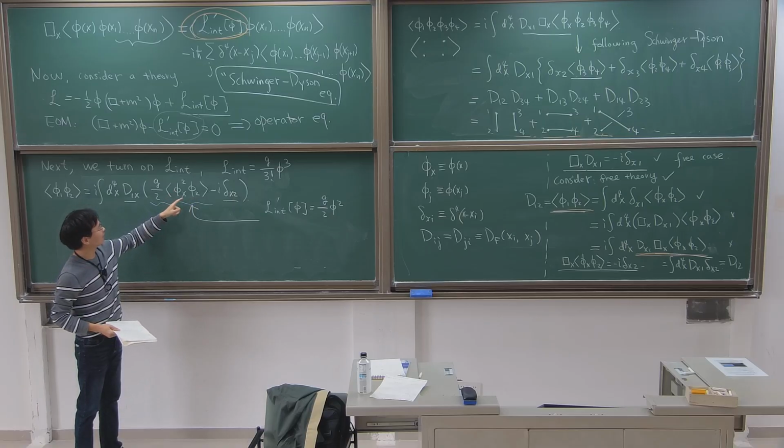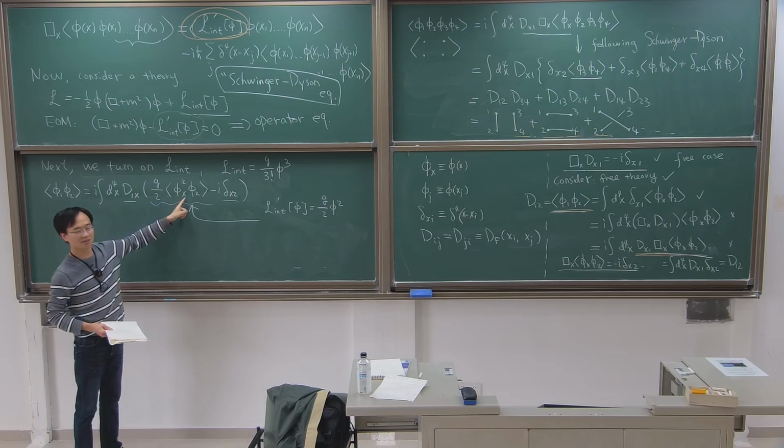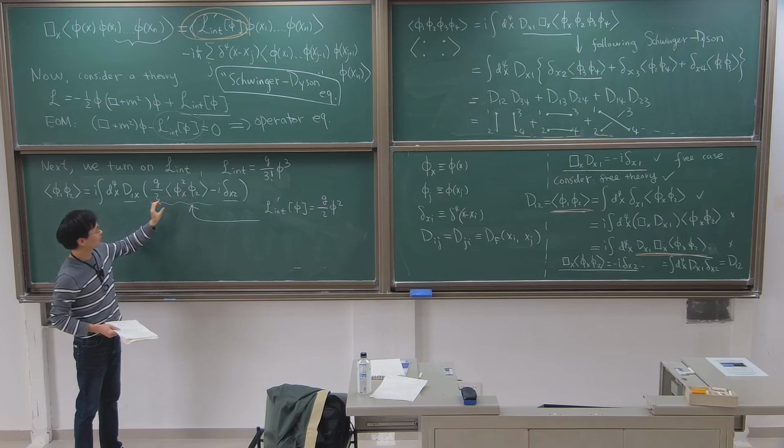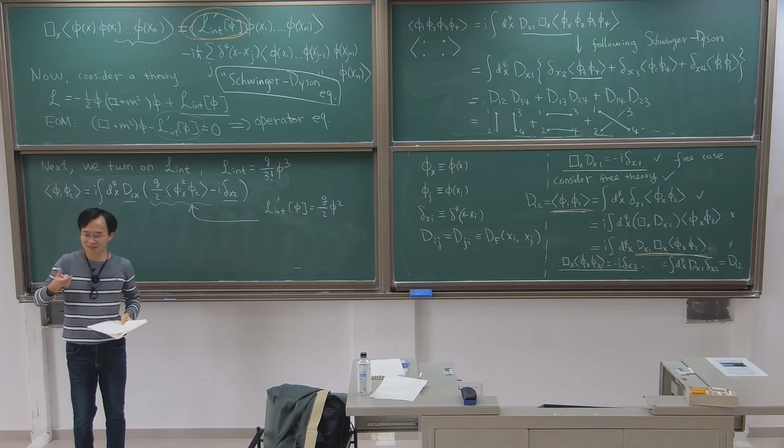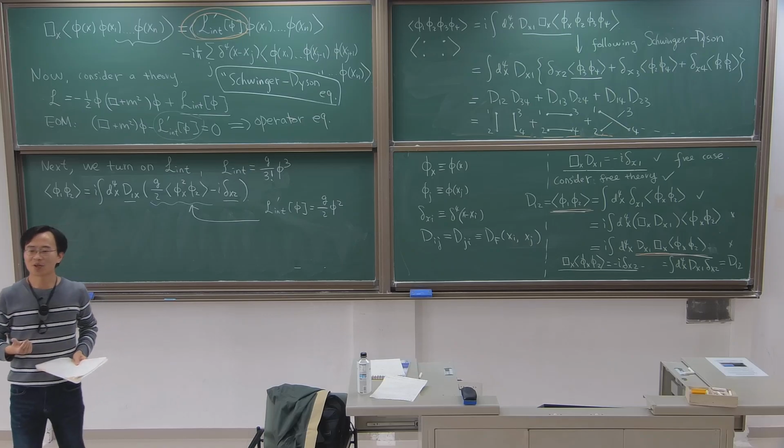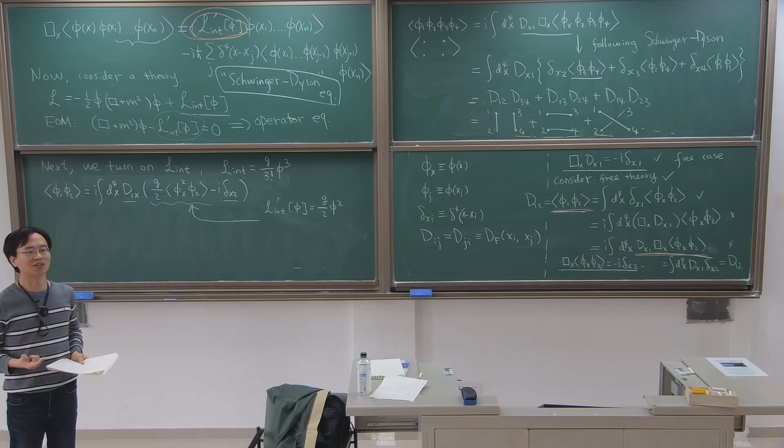And the phi of x, now you may ask me why there is a phi of x squared. What is the meaning of this phi of x squared? This needs a little bit of caution. This phi of x squared means there's a local operator, but you take the square of that local operator. Okay?